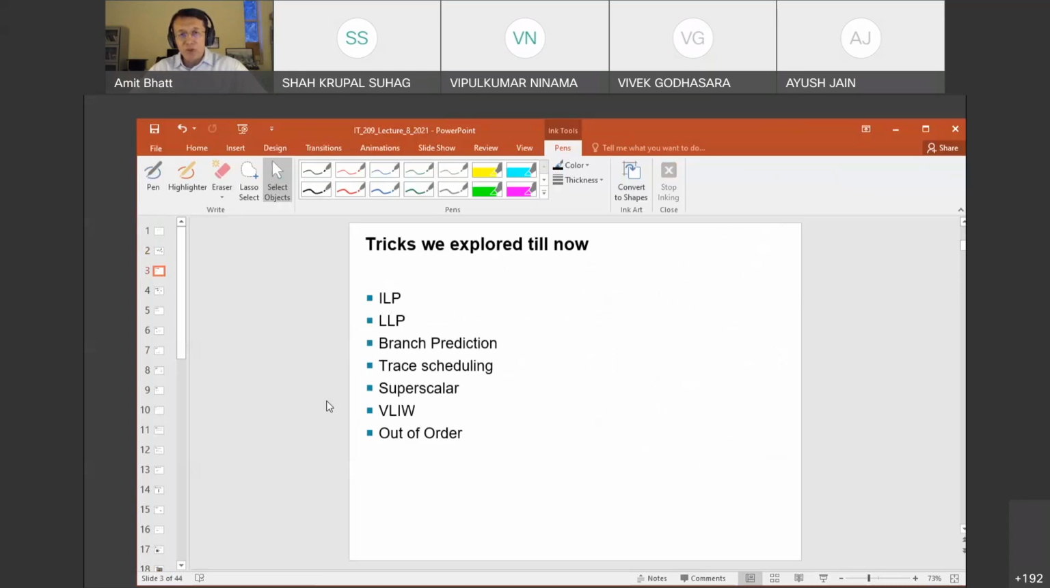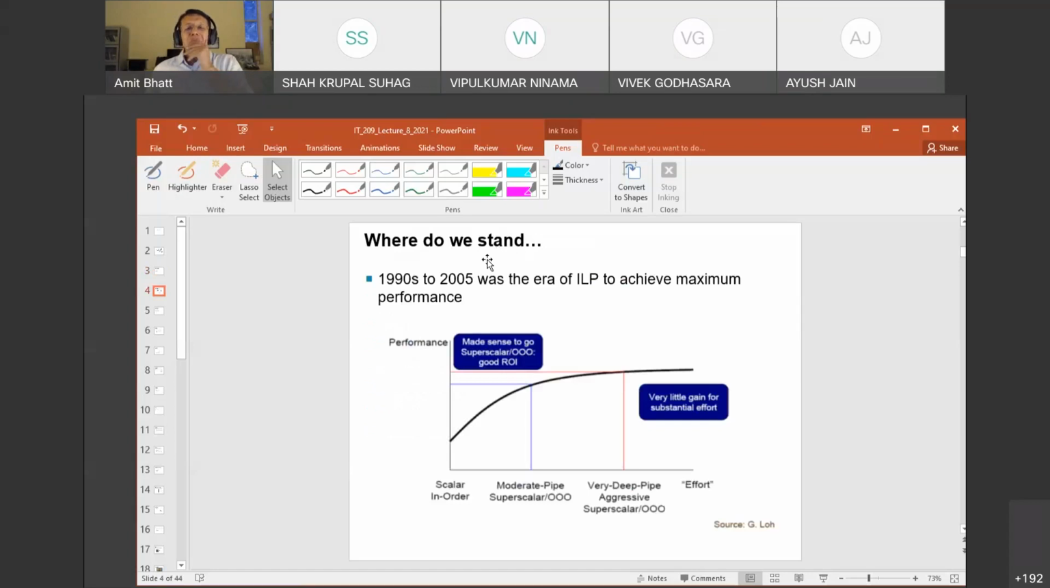These are the tricks we have used till now: instruction level parallelism, which we studied yesterday. Then loop level parallelism we heard about. Then branch prediction, trace scheduling, superscalar processors, VLIW, out of order execution. So these are the tricks we explored till now to make your processor fast. If you look back, 1990 to 2005 was an era of ILP, that is instruction level parallelism, to achieve maximum performance.